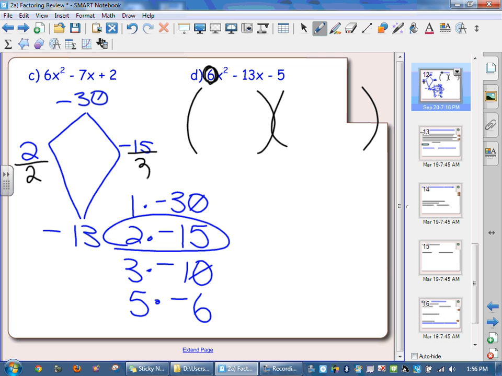Okay, now by dividing: 2 divided by 2 is a plus 1. Negative 15 divided by 3 is my negative 5. Remember, they go in the opposite brackets of who you divided by.